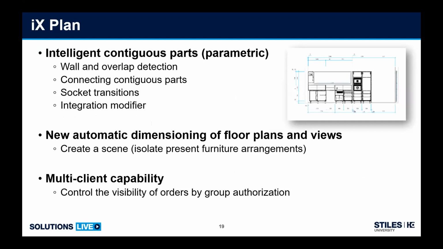We have, as another feature, the intelligent contiguous parts in the iXplan. It also brings it from HOMAG iX. It will detect the walls and overlaps automatically when you place the article. If it sees parts that are continuous or adjacent to each other, it will connect them. You can also account for electrical sockets on the wall. And there's a modifier for integration.